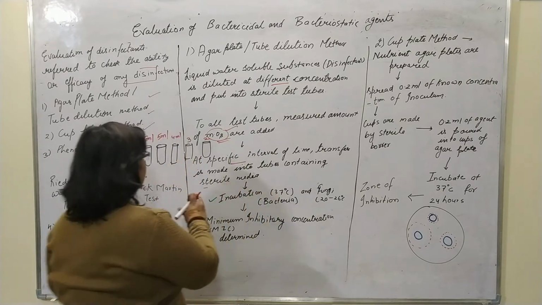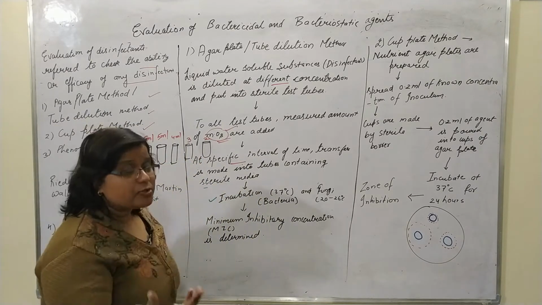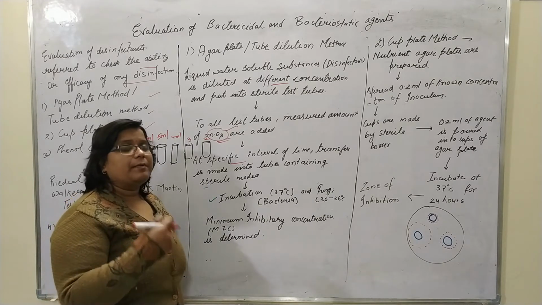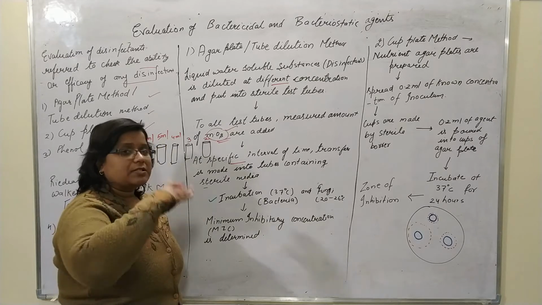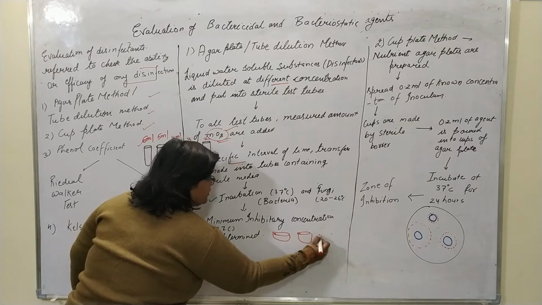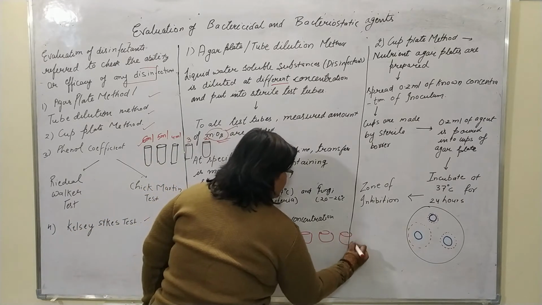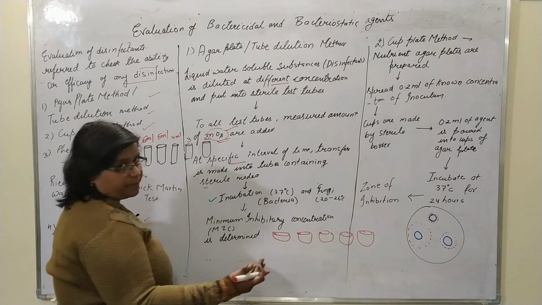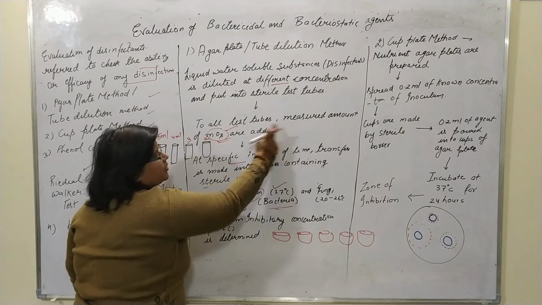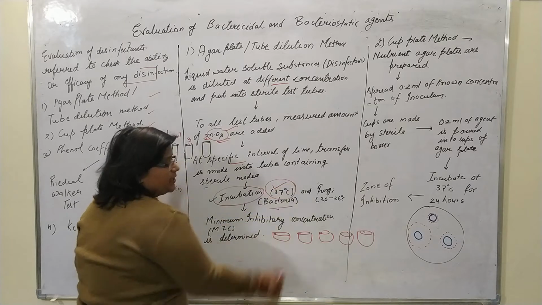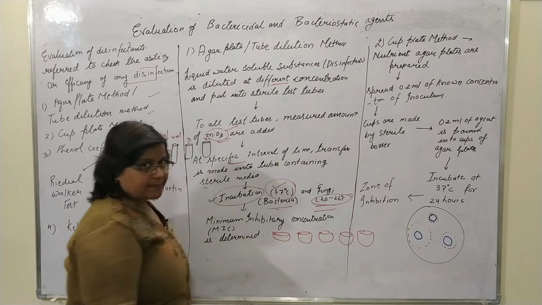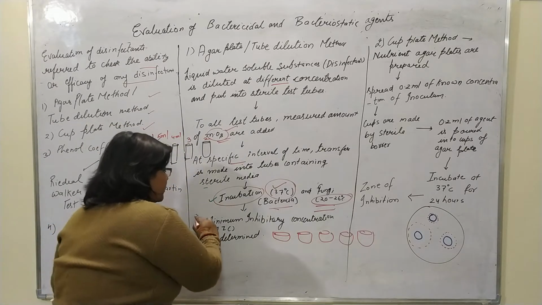After the specific time interval, the contents of these tubes are transferred into nutrient broth as a liquid medium, or if you want, you can transfer onto solid medium, the agar plates. Now the incubation takes place. If you have taken bacteria as the microorganism, you will incubate at 37 degrees Celsius, and if you take fungi, you will incubate at 20 to 26 degrees Celsius. Now you will determine the minimum inhibitory concentration.